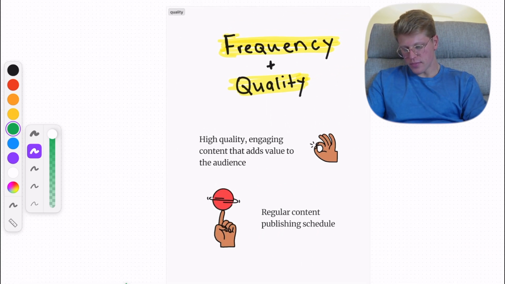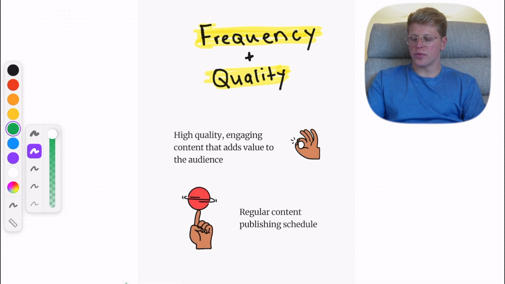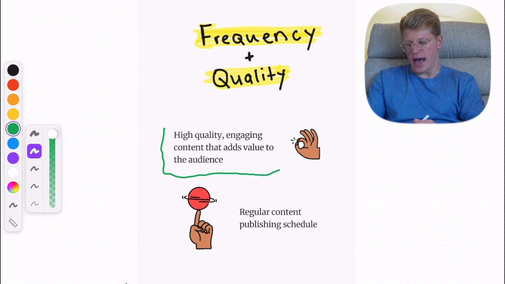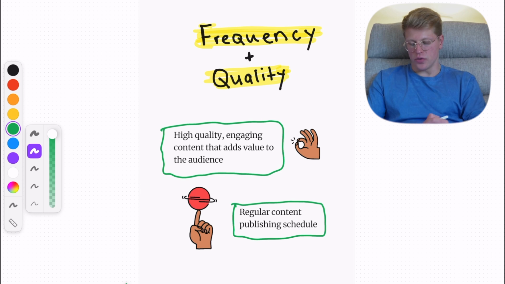Next, frequency and quality. Okay, so when it comes to the content business model, frequency and quality is important, right? So high quality, engaging content that adds value to the audience. That's basically the fundamental of it. And then of course it needs to be a regular content publishing schedule. Okay, so regularly publishing high quality, engaging content that adds value to the viewer, to the audience. That's basically the fundamental of the content business model, right?